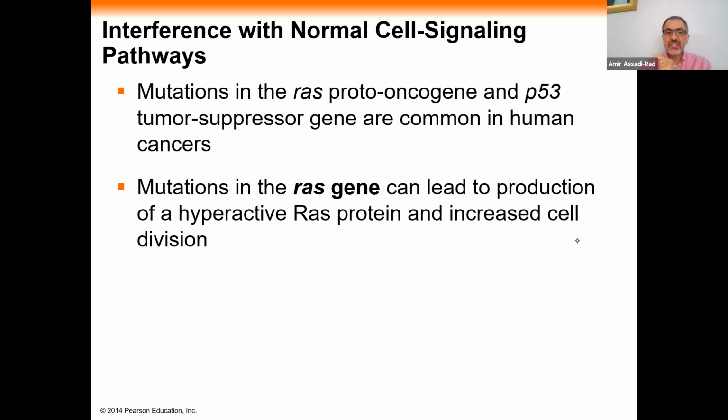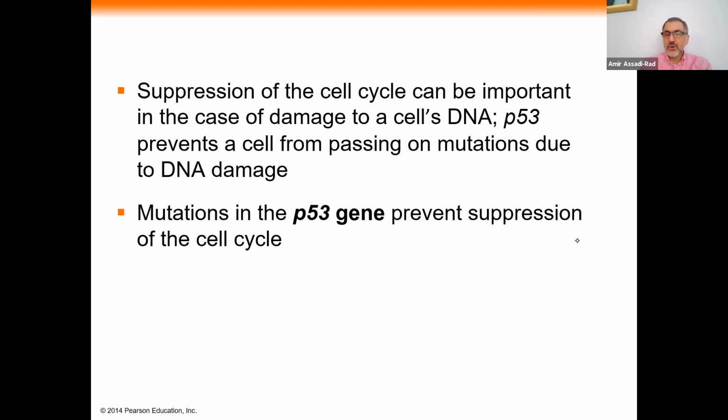So, RAS. Mutation in RAS can lead to production of hyperactive RAS proteins and increased cell division. So RAS is not a good gene, unlike P53, and I will talk about P53. So if RAS is mutated, it leads to cancer. It's not just one gene or two genes in our body, it's a collective of genes, and I'm mentioning two of them here. RAS is a bad gene if it is mutated. P53, if we can make more of P53 in our body, we are saved.